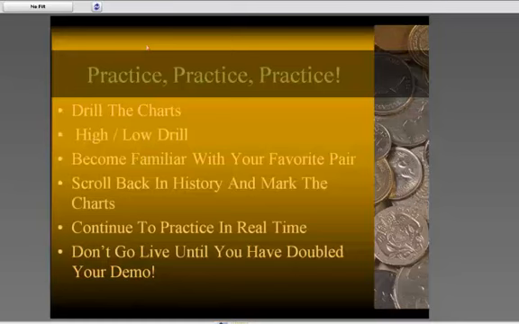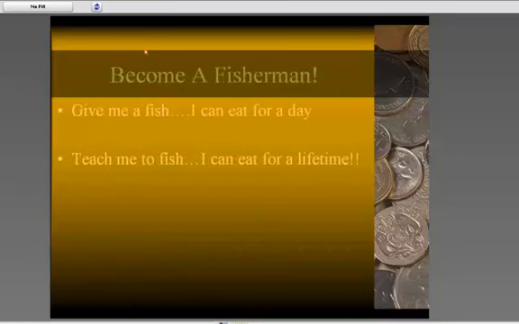Practice in real time. People have offered me these demo things, these things that run. I've played around with them. I think they suck, to be polite about it. This stuff messes up your timing for when you're watching charts in real time because they're slower than the way these screens scroll. That messes you up in real time.